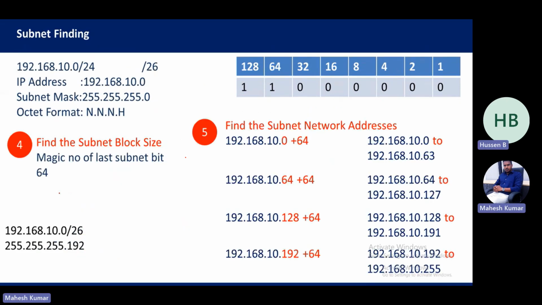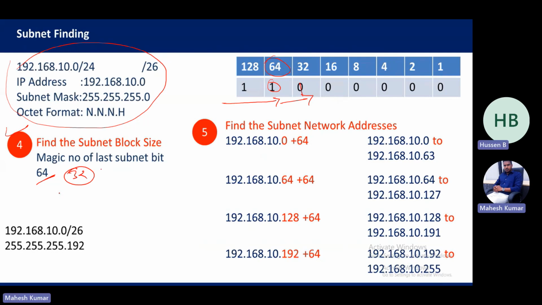Now the fourth and fifth steps. 192.168.10.0 is our base IP, and we are not going to discuss it, as it will come in every picture. Now the fourth step, find the subnet block size. The block size is 64. Why 64? Because the last borrowed bit value is 64 here. If you take this as our last bit, then the value of this bit becomes our block size. And if it were 32, then our block size would be 32.